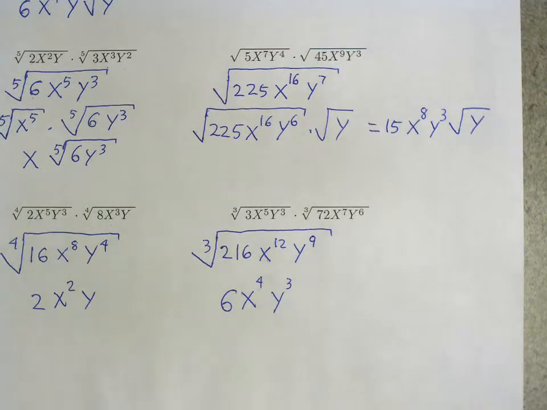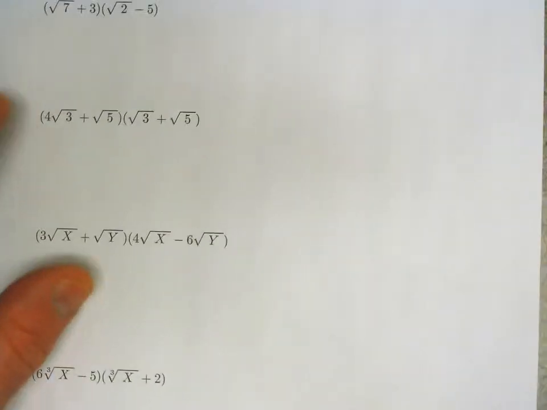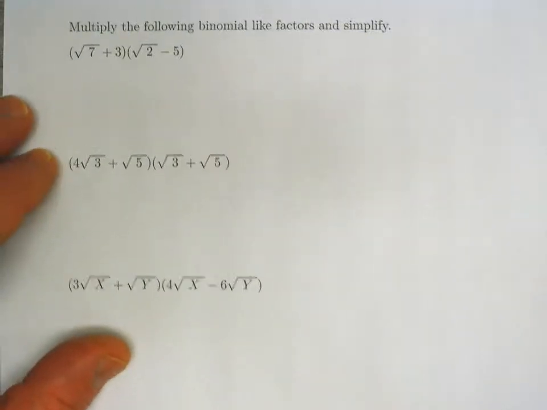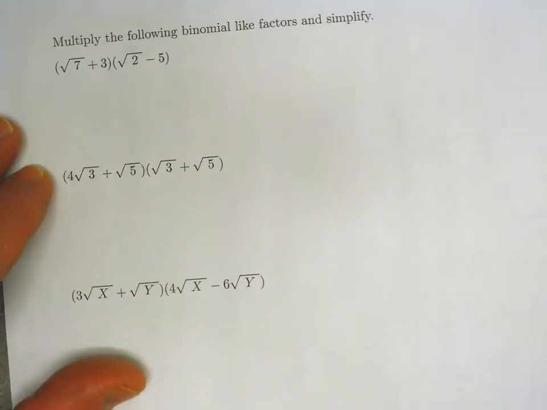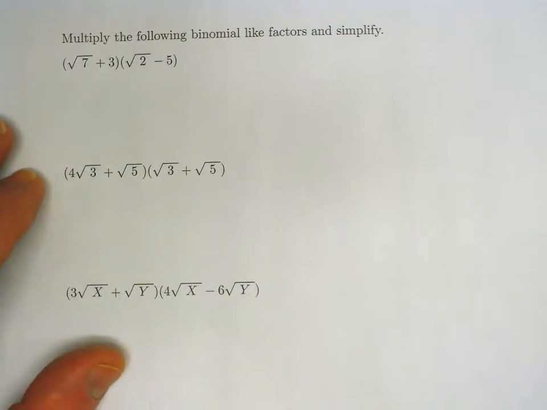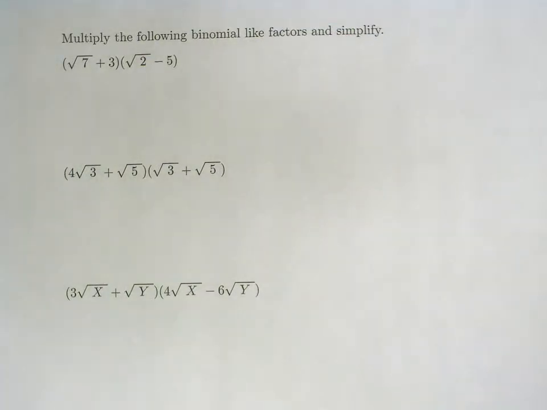And we'll do some more multiplying involving radicals. They'll look a little different than these 6 examples that we just did. Okay, these are binomial-like factors.